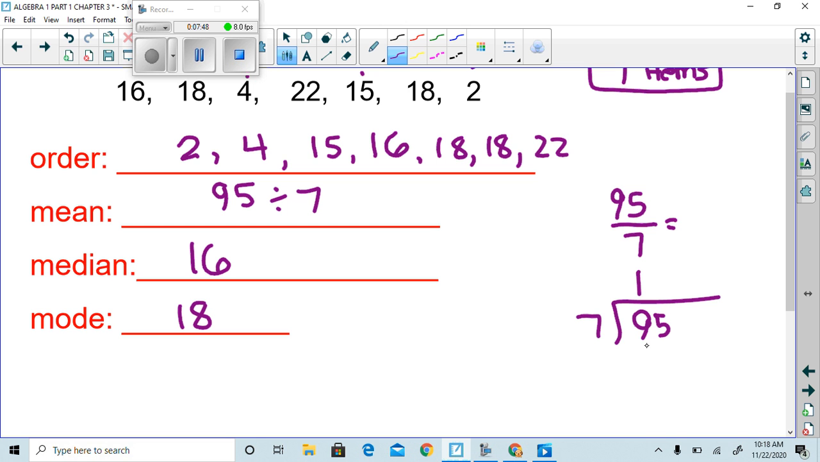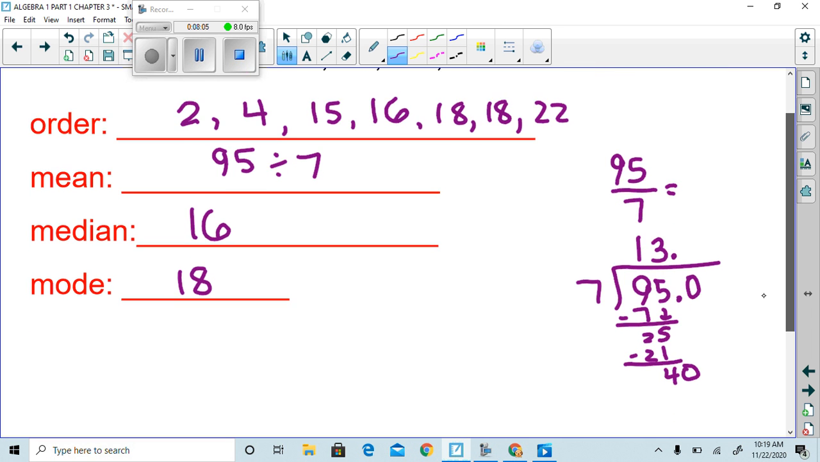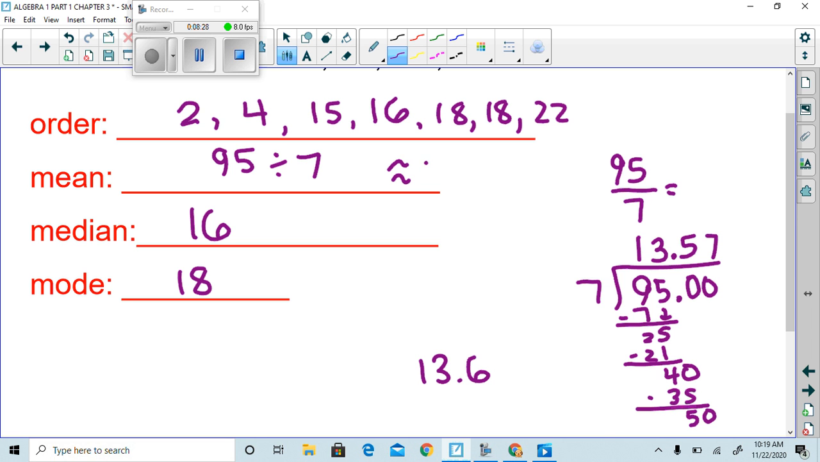We'll go in once, you subtract and bring down. 7 times 3 is 21. Subtract. And now I'm going to put a decimal up in my quotient and bring down a 0. 7 times 5 is 35. Subtract. Let's bring down another 0. And I see that this is going to keep going and going. And sometimes I'll say round to the nearest tenth. If I said round to the nearest tenth, I'd have 13 and 6/10. If I say round to the nearest whole number, then it would be approximately equal to 14.